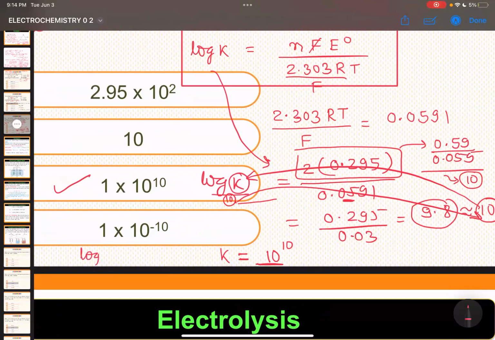Log K. Let me give you one more example. Suppose log K, you are getting 3. So what should be the value of K?